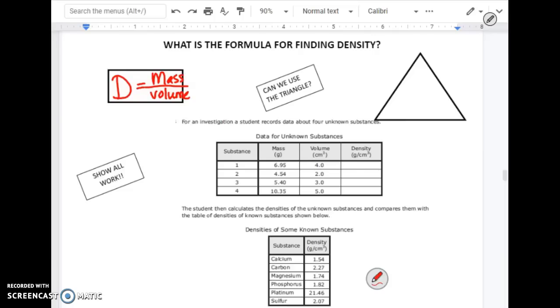We put this into the triangle. Again, remember everything to the right of the triangle has to stay the same. So, mass needs to be on top of volume. The only place that mass can be on top of volume is if we put mass here at the top. It is still on top of volume, and so I'm just going to put the D for density over here. So we make our triangle, and we can use this triangle to determine whether we're solving for density, mass, or volume. The student calculates the densities of the unknown substances and compares them with the table of densities of known substances shown below.